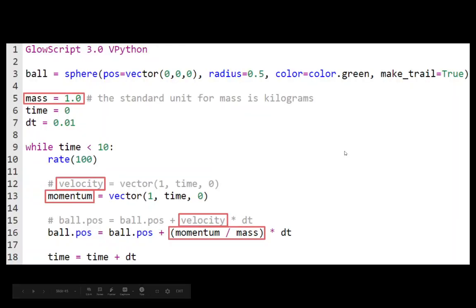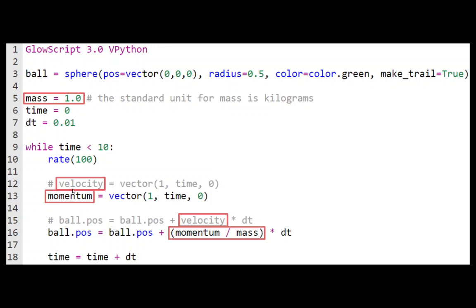Now here's a section of code that's pretty much the same as what we had before, except for a few differences that are highlighted in red. And I'm going to be going over those. First of all, we made a variable called mass. We set it equal to 1 at the beginning, and we can think of this as mass in kilograms. Within our loop, we commented out a line, so now the computer isn't going to read it.